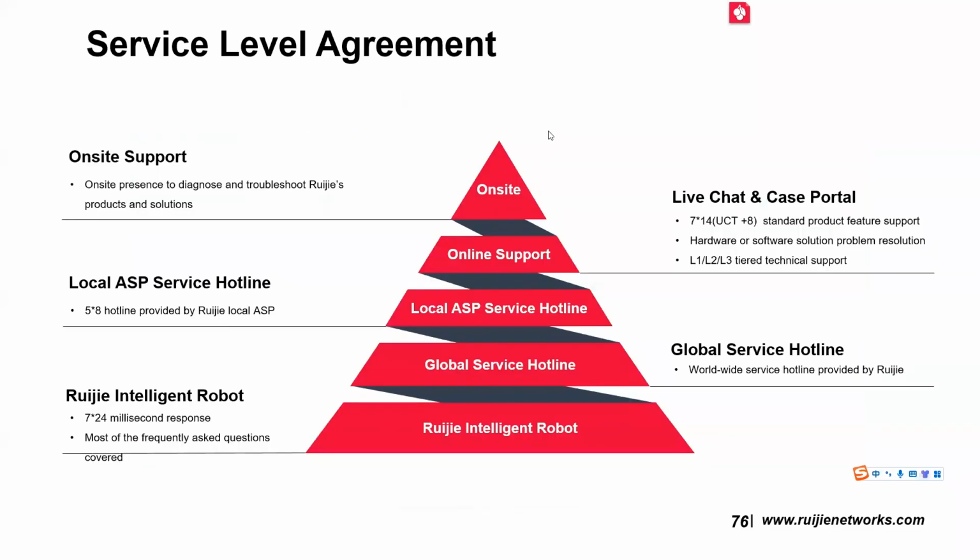So about the service level agreement, the first one, if you have some problem, you can directly ask RITA, the robot. It can work all the time. Then you can ask the global service hotline. Then we can ask some local ASP service. Of course, if this problem cannot be solved, you can directly ask the live chat or case portal to get online support. And in some countries we have on-site support. We can directly help the customer to diagnose and troubleshoot the products and solution.